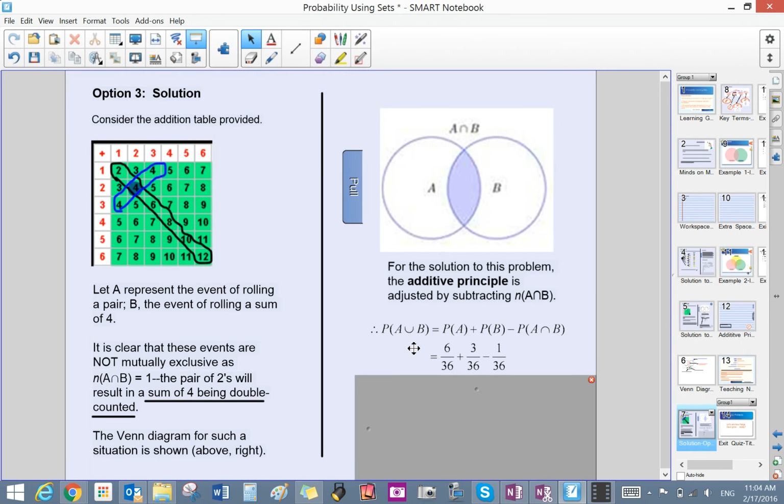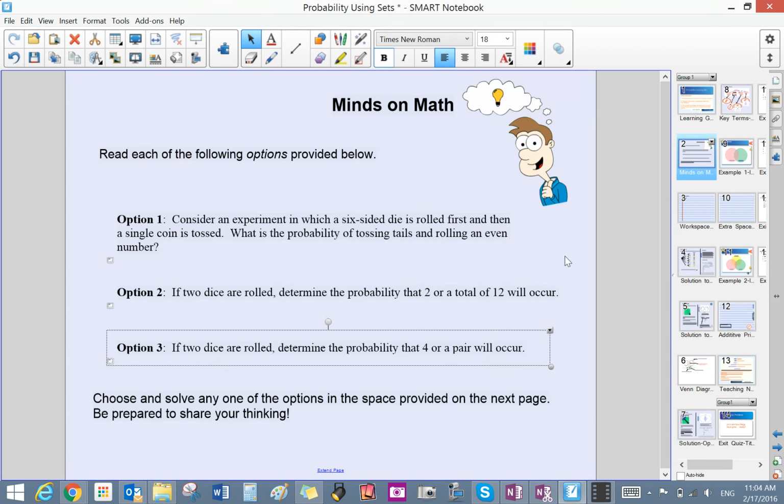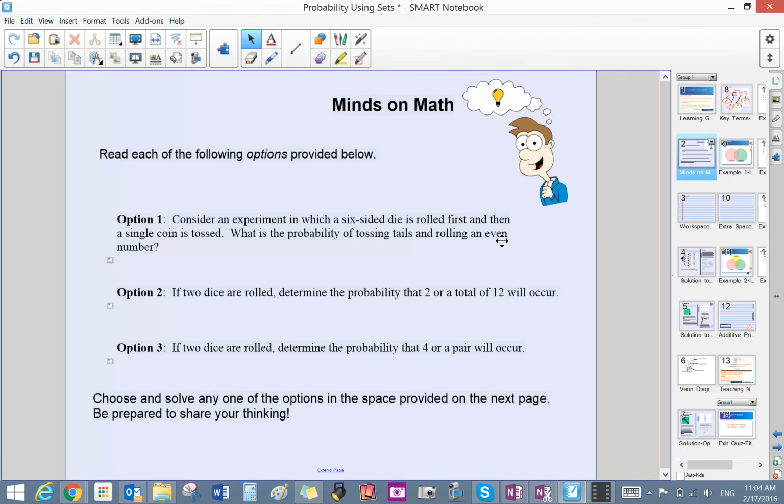So we're going to add the 6 doubles out of a total of 36. To that we'll add the 3 sums of 4, and then we'll subtract out the value that has been double counted, okay, giving us a probability of 2 out of 9, okay, that we're going to roll a pair or a sum of 4.